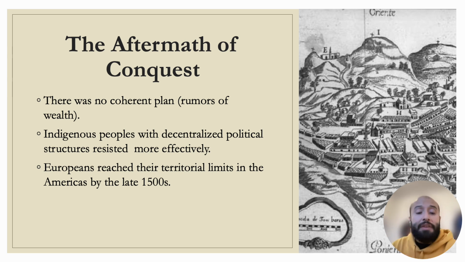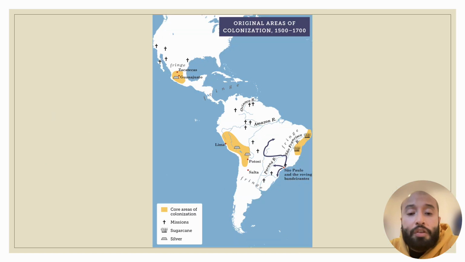And the last thing is that Europeans reached their territorial limits in the Americas by the late 1500s, right? They took over these particular areas, but it's not like they took over the entire continent. You can see that clearly in this map. This is basically the outcome of the Age of Conquest. You have this portion up here, right? That's going to be the Aztec Empire in present-day Mexico. You have this part here around Lima, that's going to be the Inca Empire, present-day Peru, Colombia, Bolivia, Ecuador, and others. And this small part here is the first colonies of the Portuguese in Brazil.